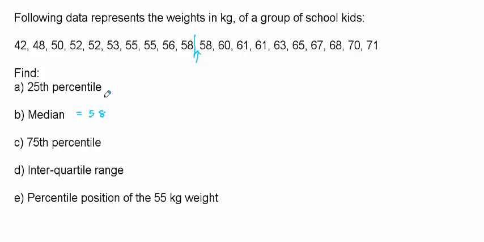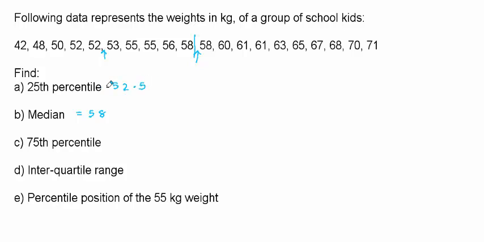The 25th percentile is the median of the left half of this. So it's going to be the median of this set of data. And we have 10 of them over here. So therefore, the median of this set is going to be the mean of the 5th and the 6th number. So let's count them out. 1, 2, 3, 4, 5, 6. So it's going to be the mean of 52 and 53. That's 52.5. So the 25th percentile is 52.5.